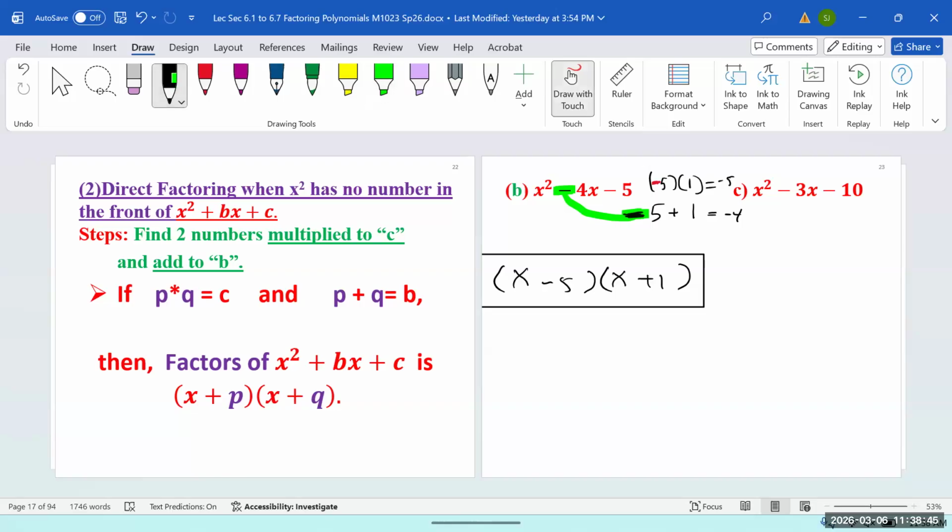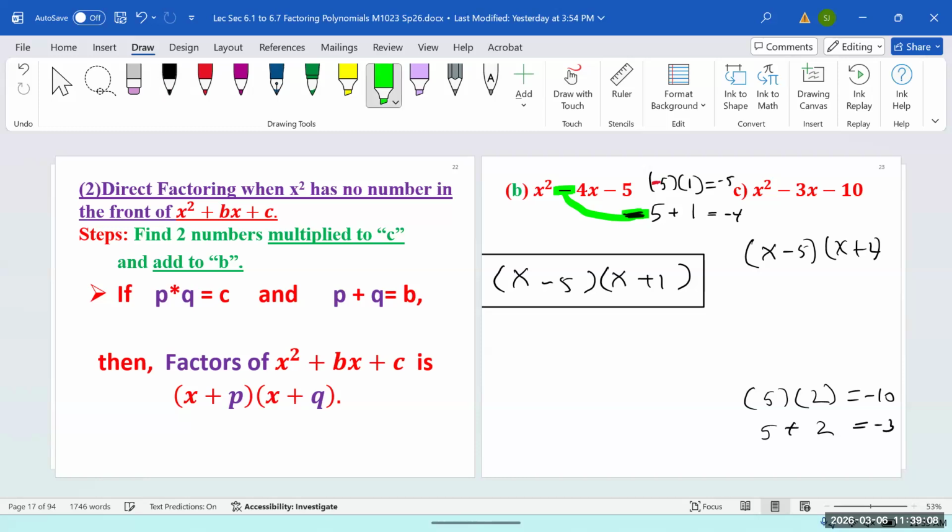How about the next one? Jocelyn. Two numbers multiply to -10, add to -3. x minus 5, x plus 2. So we know 5 times 2 is 10. 5 plus 2 is 7, but we want a negative. Since our middle sign is negative, 5 has to be negative. And that's it, we're done.